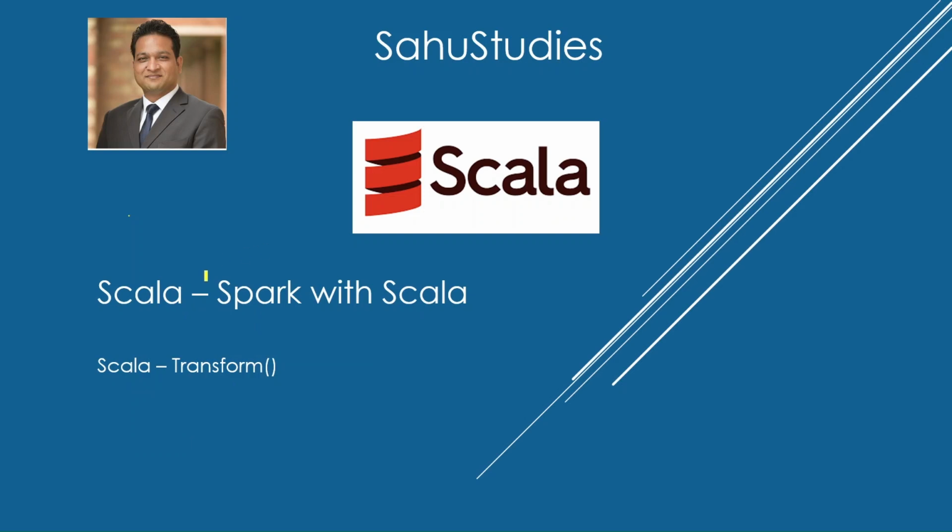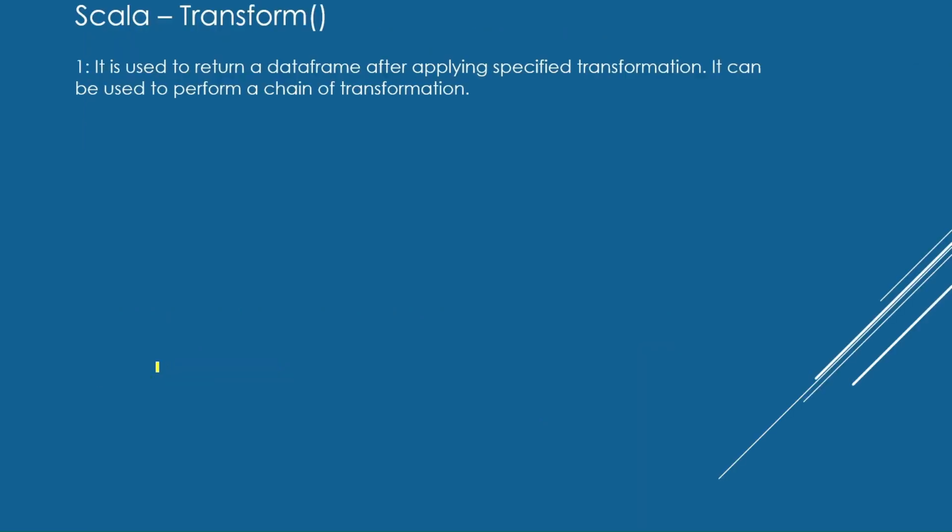Friends, welcome to SahuStudies. In this video, I am going to discuss the transform function in Scala. The transform function is used to return a data frame after applying a specific transformation on it. This is very important, and it is used to perform a chain of transformations.